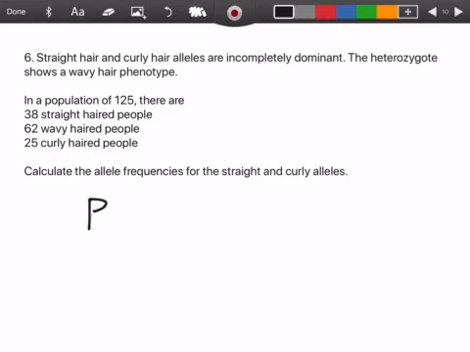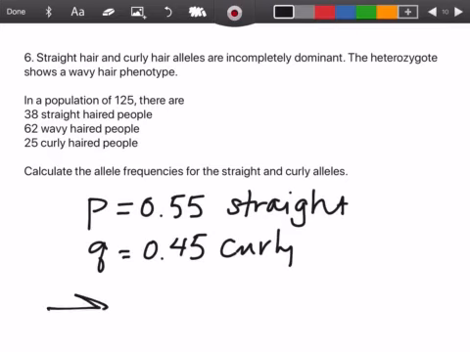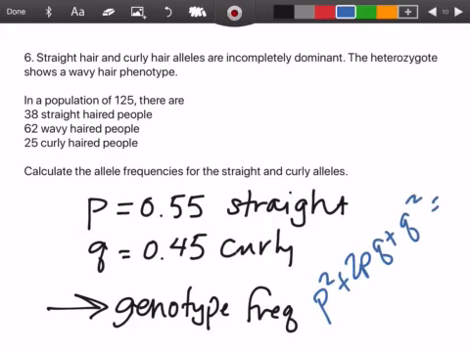So if P is equal to 0.55, that's our straight allele, and Q is equal to 0.45, that's our curly allele, we can then use this to calculate our genotype frequencies using our Hardy-Weinberg equation, p squared plus 2pq plus q squared. Now I did that quite a bit in other videos, so I'm not going to do that here.